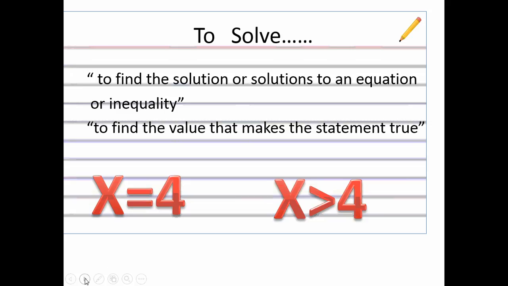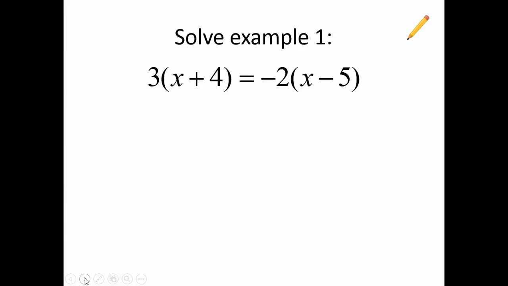So let's take a look at a few examples here. Here's our first solving example. Make sure that you write this one in your notes. We are solving for x. So when you solve this one for x, guys, remember we're trying to get x alone. And we need to first distribute on this side. So we take 3 times the x is 3x, 3 times the 4 is 12. Then I'm going to leave the equal sign. Now let's distribute on the other side. I'd have negative 2x, and a negative 2 times a negative 5 is positive 10.